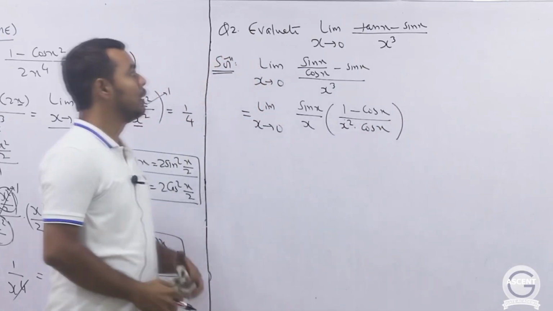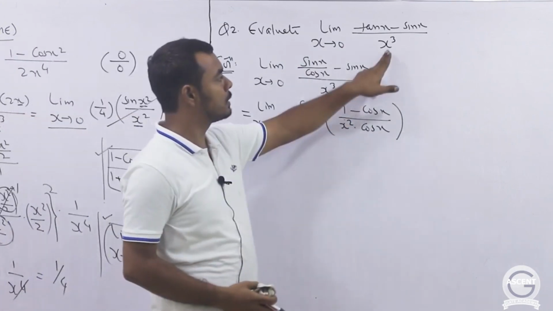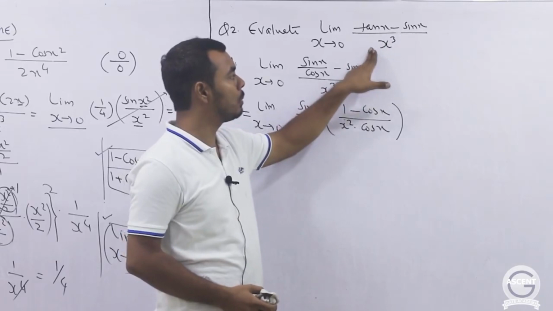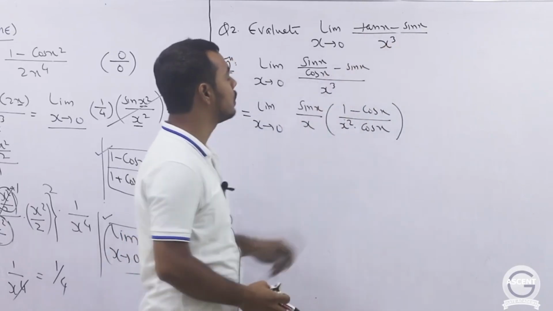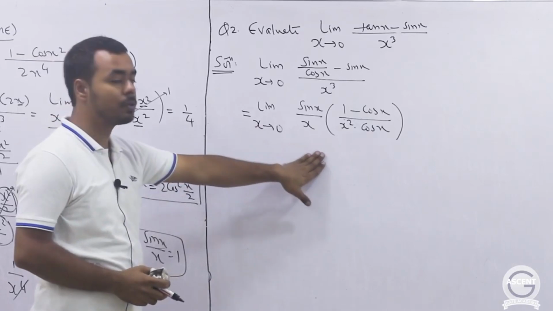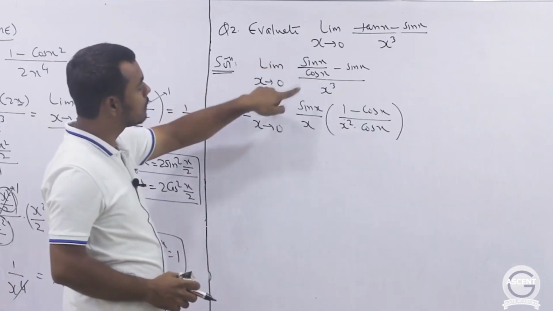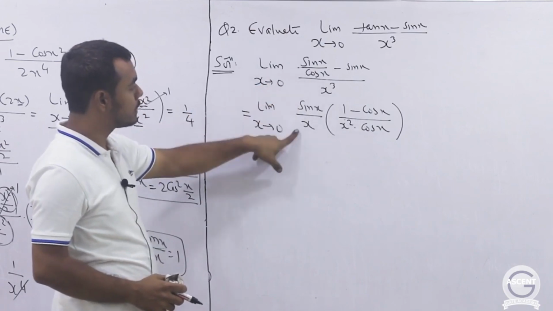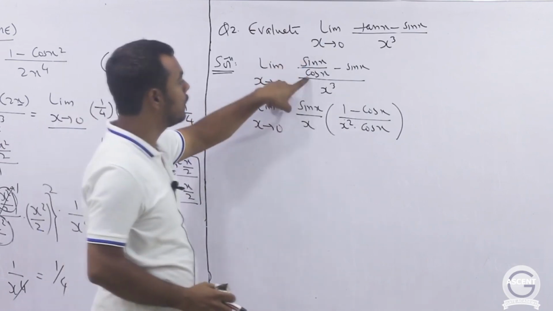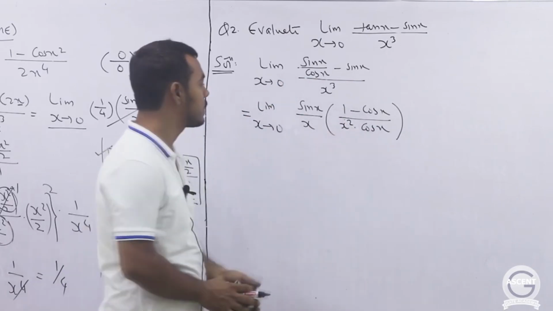Because here if you directly apply L'Hopital's rule, you have to do differentiation 3 times. You have x cube in the denominator and 2 different terms in the numerator, so this will become complicated. So it is better to use trigonometric identities. Tan is sin by cos. If I take sin common, then I will get sin x by x. You will get 1 by cos x minus 1. If you take cos x as LCM, 1 minus cos x.